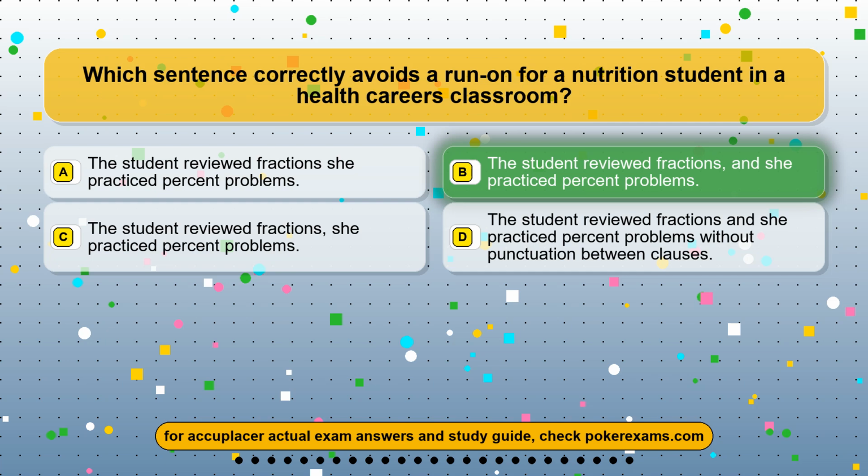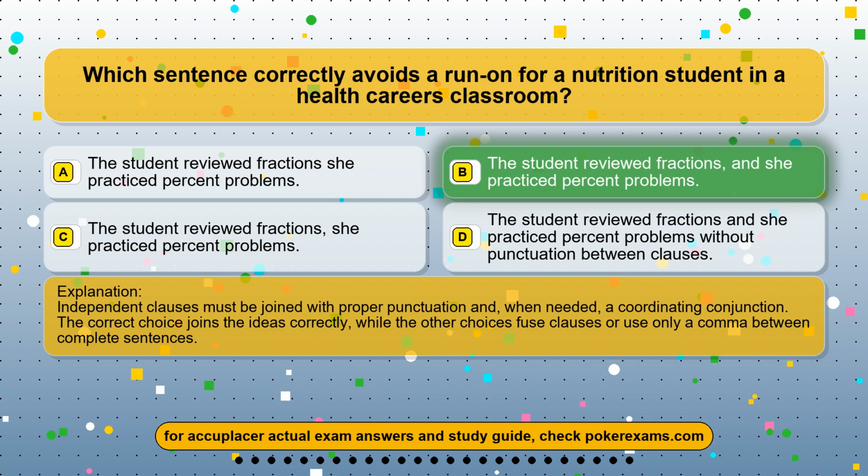The correct answer is option B. The student reviewed fractions, and she practiced percent problems. Independent clauses must be joined with proper punctuation and, when needed, a coordinating conjunction. The correct choice joins the ideas correctly, while the other choices fuse clauses or use only a comma between complete sentences.